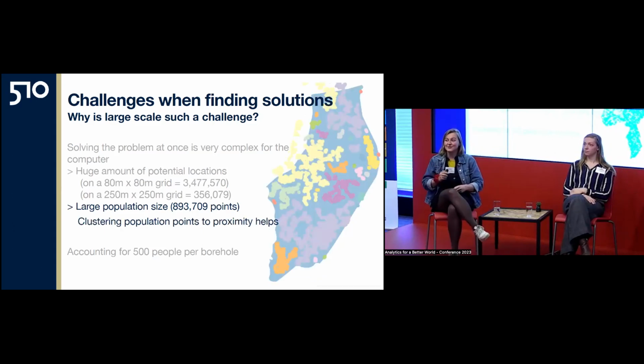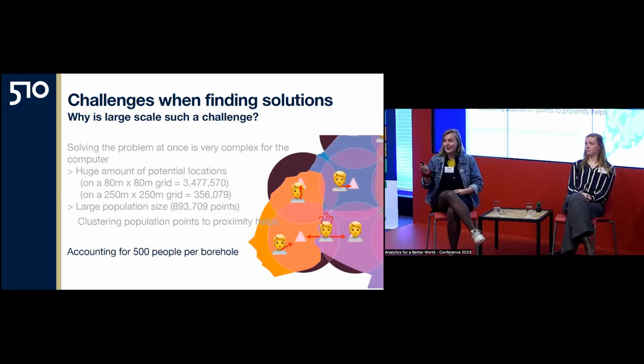One solution we have already found is clustering these population points together to cut the problem into smaller parts. We look at how proximate these population points are, because if two population points are within a kilometer radius of each other, then they can be assigned to the same borehole. But if they're further apart than that, they won't be assigned to the same borehole. That's how we cluster these.